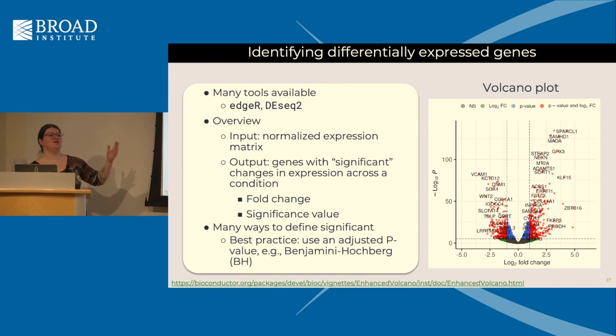So this is the punchline of the last 30-some odd minutes of talking. You want to identify your differentially expressed genes. There are lots of tools available, edgeR, DESeq2. I'm partial to DESeq2 because I really like the documentation, but some people really like edgeR. They use slightly different methods. I would say the results tend to be highly concordant with one another, and that is absolutely a test worth doing. You input this normalized expression matrix, and the output is genes with significant changes in expression across a condition.